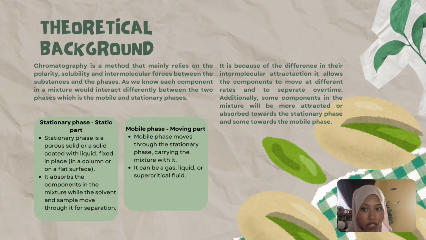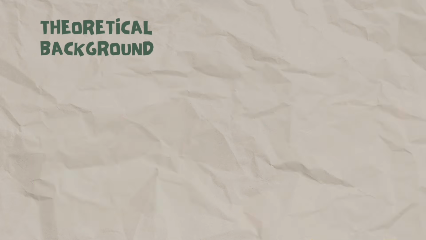Next, mobile phase, or the moving part. Mobile phase moves through the stationary phase, carrying the mixture with it. It can be a gas, liquid, or supercritical fluid. It is because of the difference in their intermolecular attraction that it allows the components to move at different rates to separate over time. Additionally, some components in the mixture will be more attracted or absorbed towards the stationary phase and some towards the mobile phase.